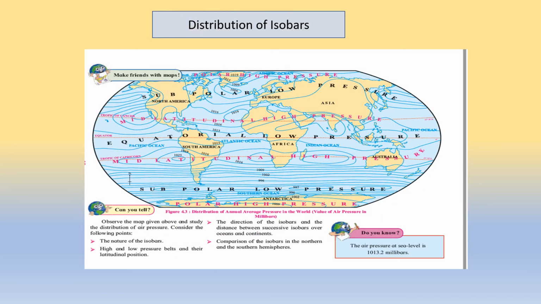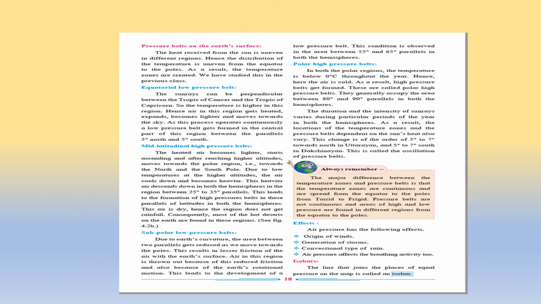The next type of diagram is the distribution of isobars. As I told, the southern hemisphere is the water hemisphere. The northern hemisphere is the land hemisphere, and we find the isobars are very much straight in the southern hemisphere, and in the north they are tilted or bending, showing a circular pattern. Now, air pressure influences the onset of monsoon. Air pressure also affects breathing activity, and that is why one has to understand why mountaineers carry oxygen with them when they are going at a high altitude.